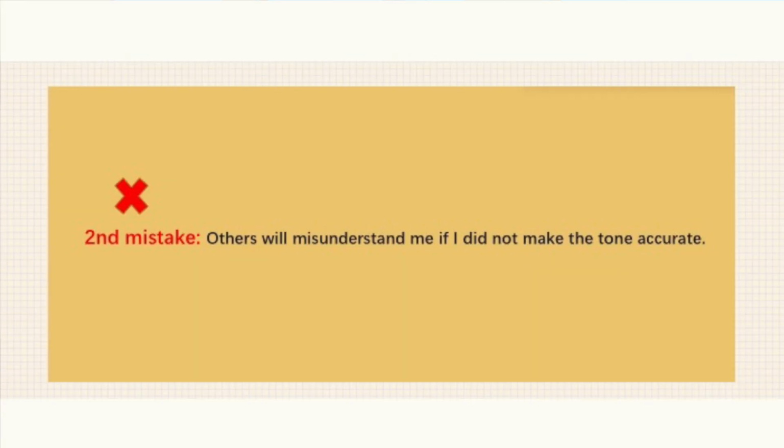So now let us see the second mistake. The second mistake is students think others will misunderstand them if they do not make the tone accurate. You may be confused, oh Daisy, you just told me, okay, I can leave the tone there at the beginning. And now you tell me if I make the tone not accurate, people will misunderstand me. How? Yeah, those things are both true. Now I will explain to you one by one.